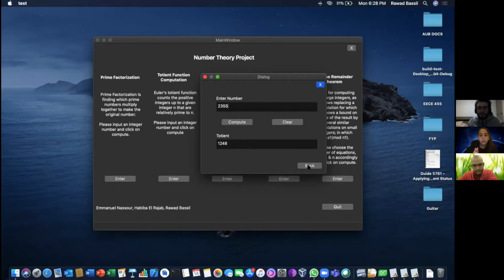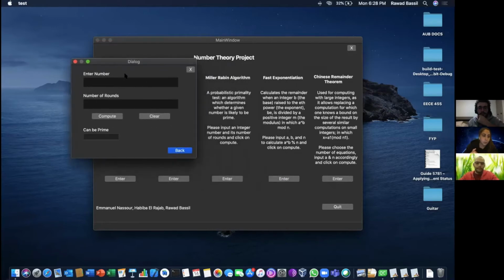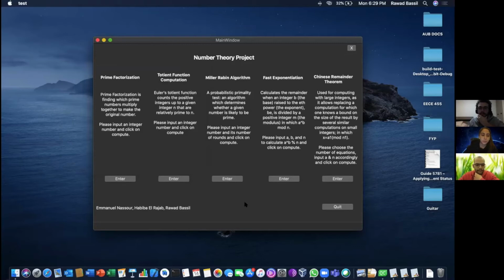And now moving on to the Miller-Rabin algorithm. Basically, what this algorithm does is that it determines whether a given number is likely to be prime or not. So let's input a prime number, 101, and let's compute that over 16 rounds. It's going to be prime. However, if we input 28, for example, and compute it over 4 rounds, it's going to be composite. So now my colleague Emmanuel will be presenting the last 2 algorithms.